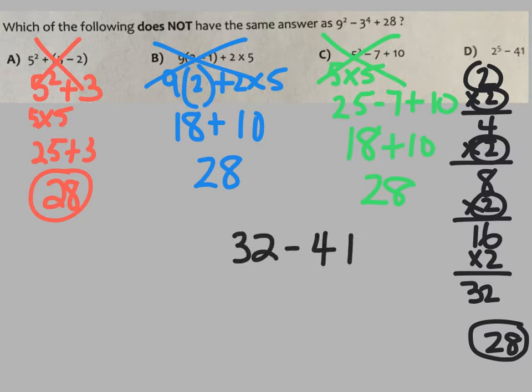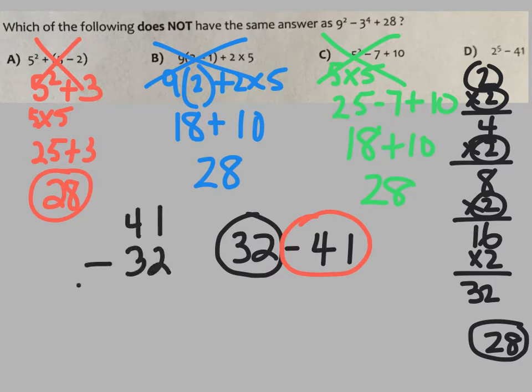You'll remember, when we're combining integers, whether we're adding or subtracting, if the signs are different, and here I have positive 32 and negative 41, we subtract the smaller number from the larger number, and we keep the sign of the larger number. And here 41 was larger than 32, and since 41 was negative, our answer is negative 9. Negative 9 does not have the same answer as 28, so therefore our answer is D.